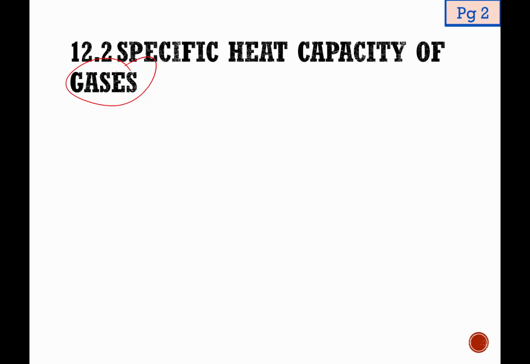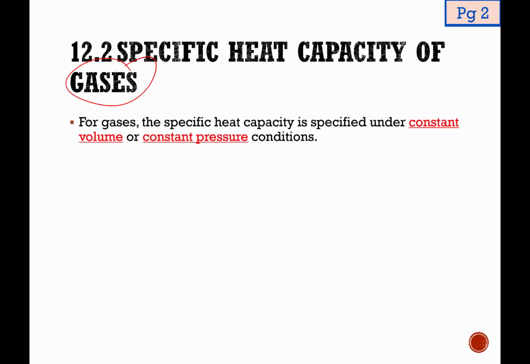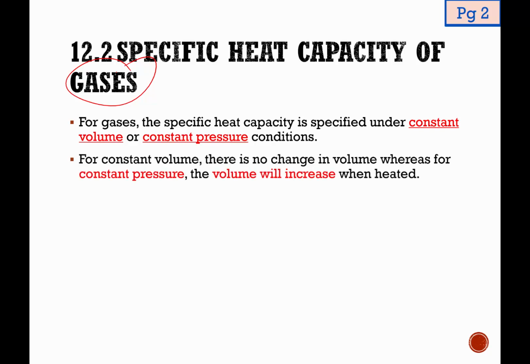But for gases, the volume change is not negligible when temperature is changing. And that actually has a huge impact on how to calculate the specific heat capacity of gas. Hence, for gases, whenever we are calculating the specific heat capacity, we have to specify, is it under constant volume condition or is it under constant pressure conditions? So obviously, under constant volume condition, there is no change in volume, whereas under constant pressure condition, the volume will increase when the gas is being heated.